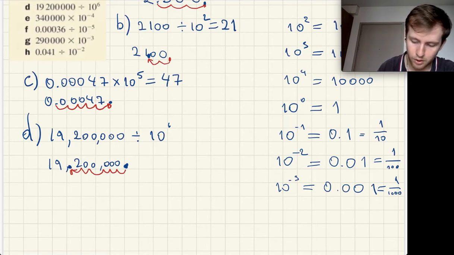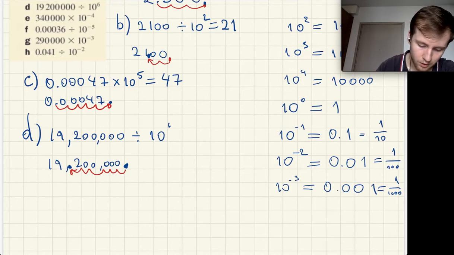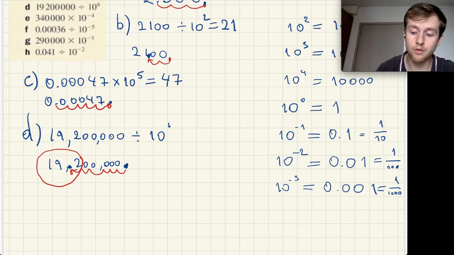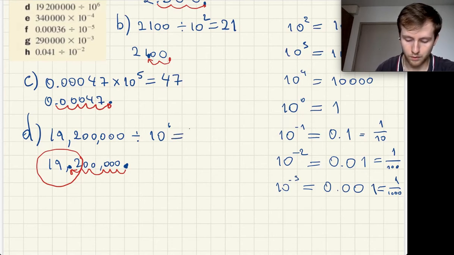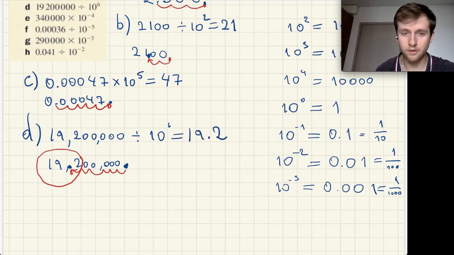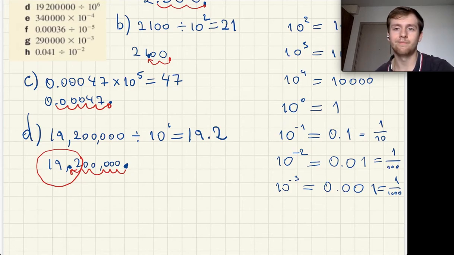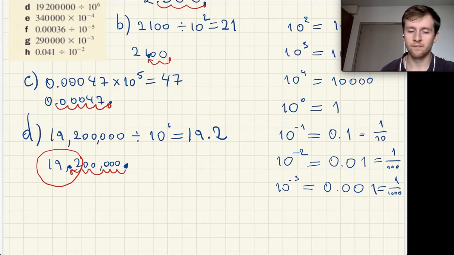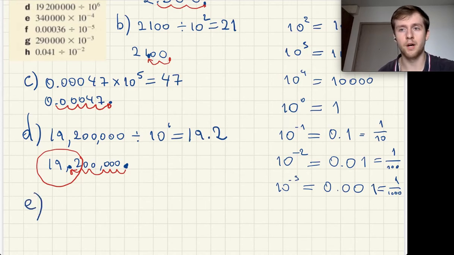And we can only write the part which we need, which is 19.2. We don't have to write all these zeros after the point because that's still the same number. Okay, and then here comes the interesting part. Here comes the 10 to negative powers. That's more challenging, I would say.